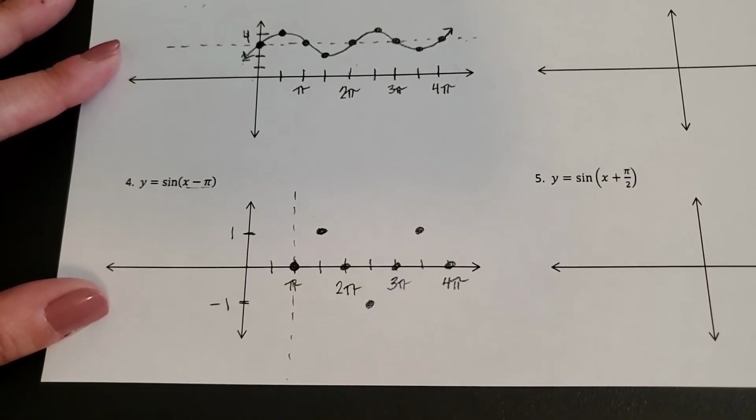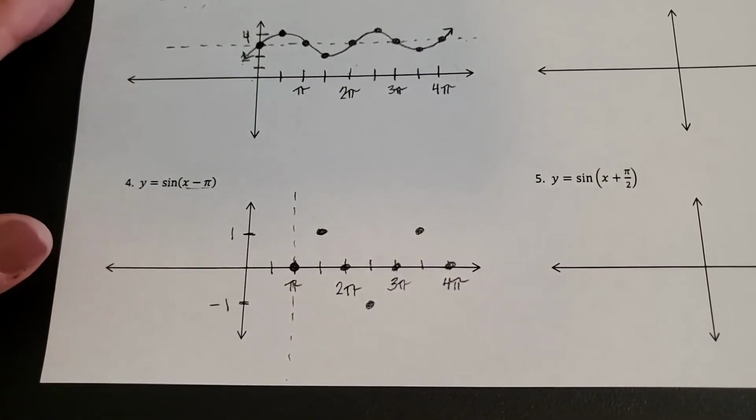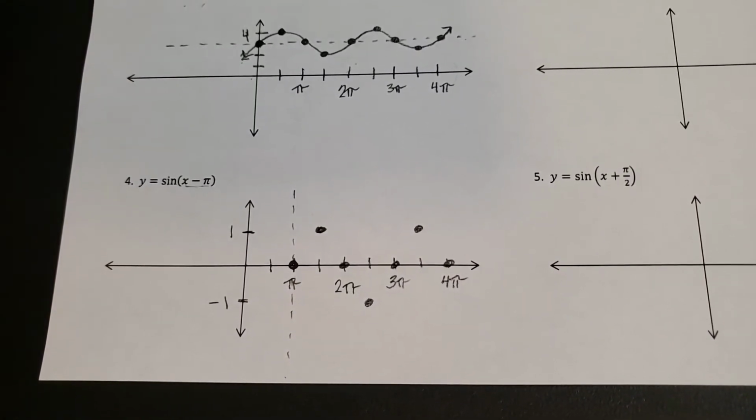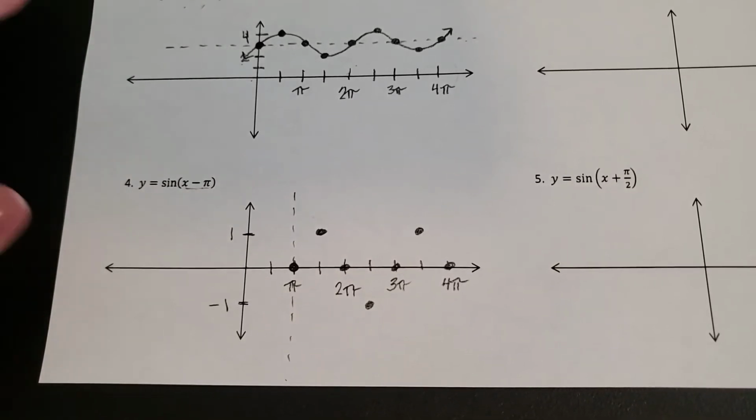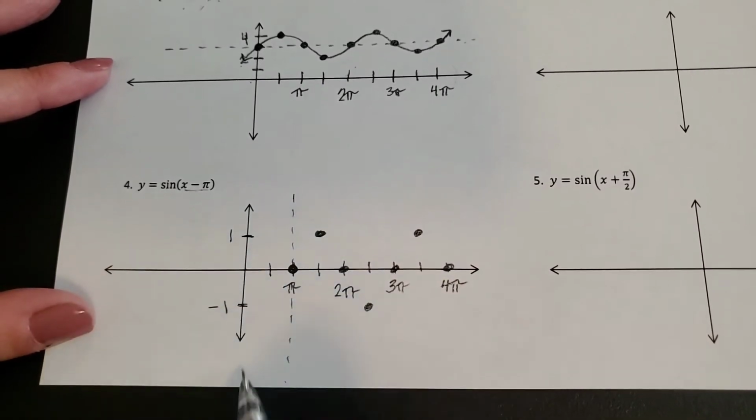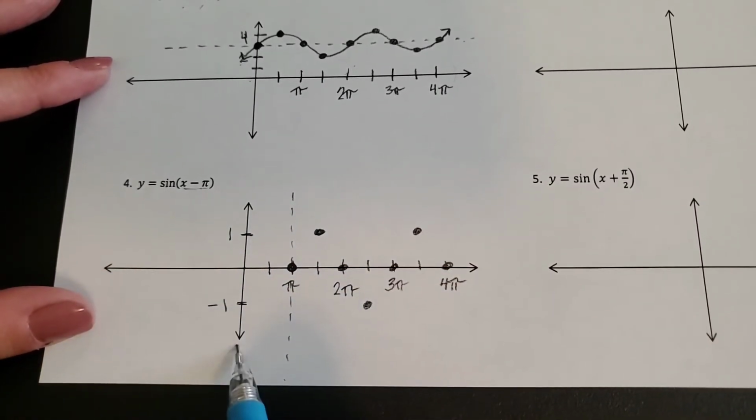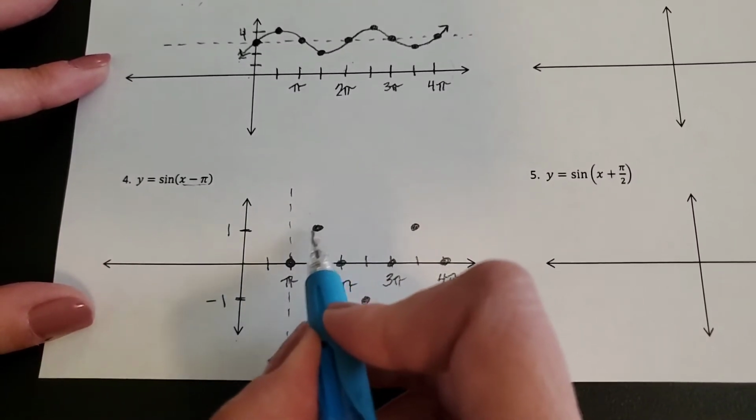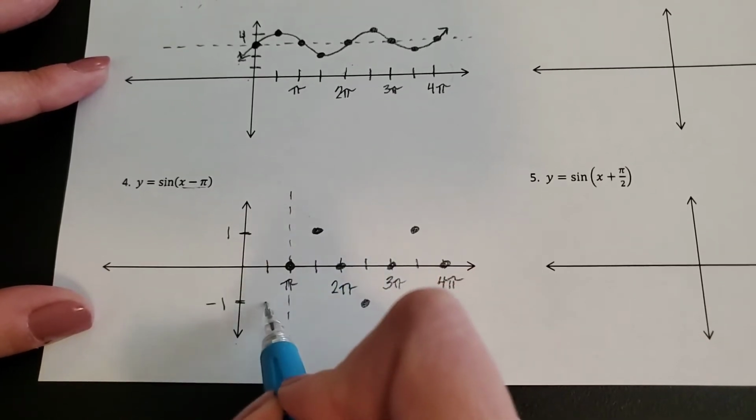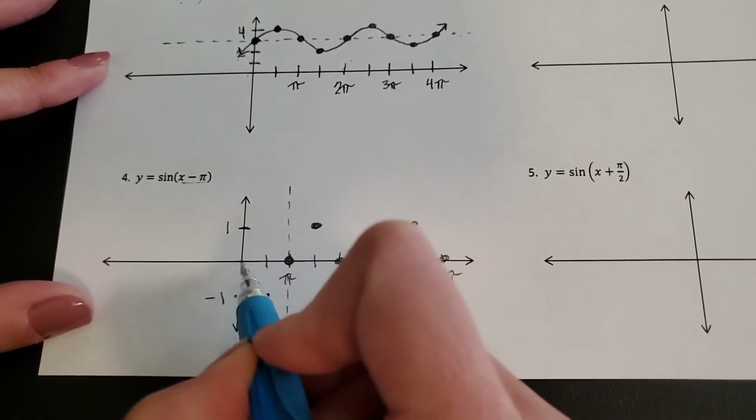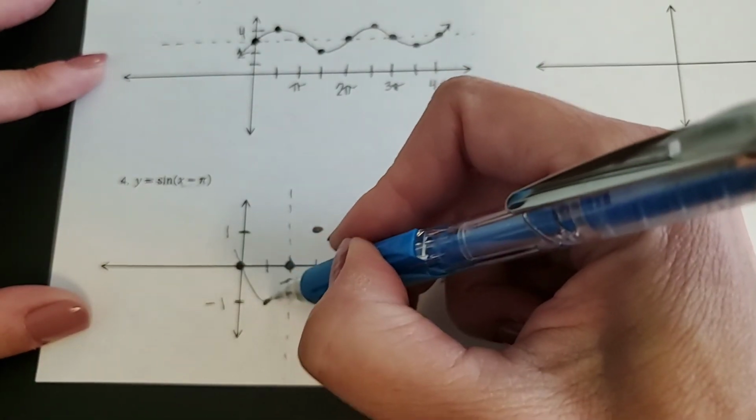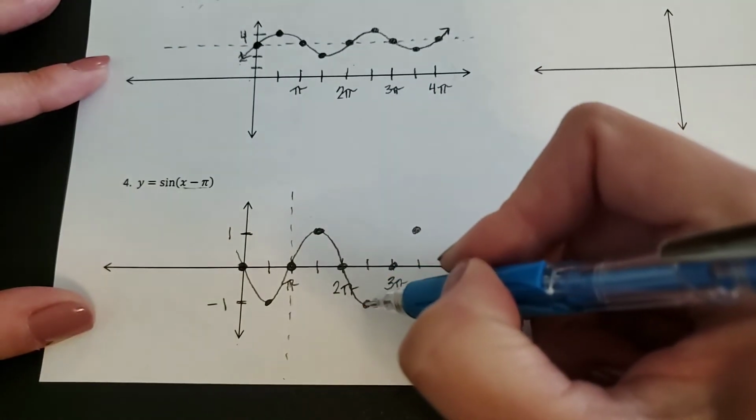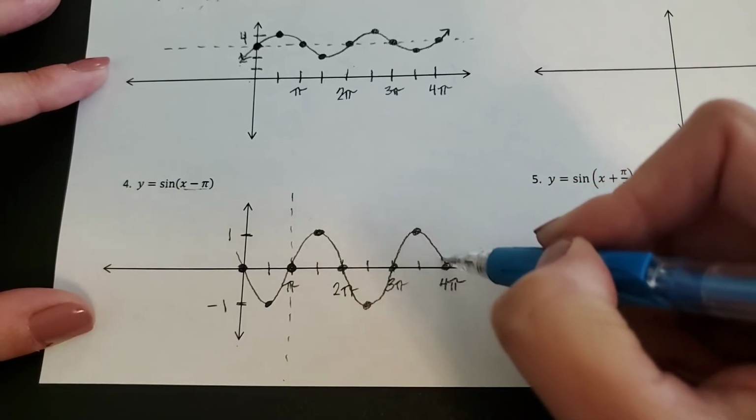0. But I haven't quite graphed a full 2 cycles. So I'm going to go backwards. I always like to incorporate that original y-axis. So I'm going to follow my pattern backwards. This would be here, and then it would be there. And so connect those with a nice smooth curve.